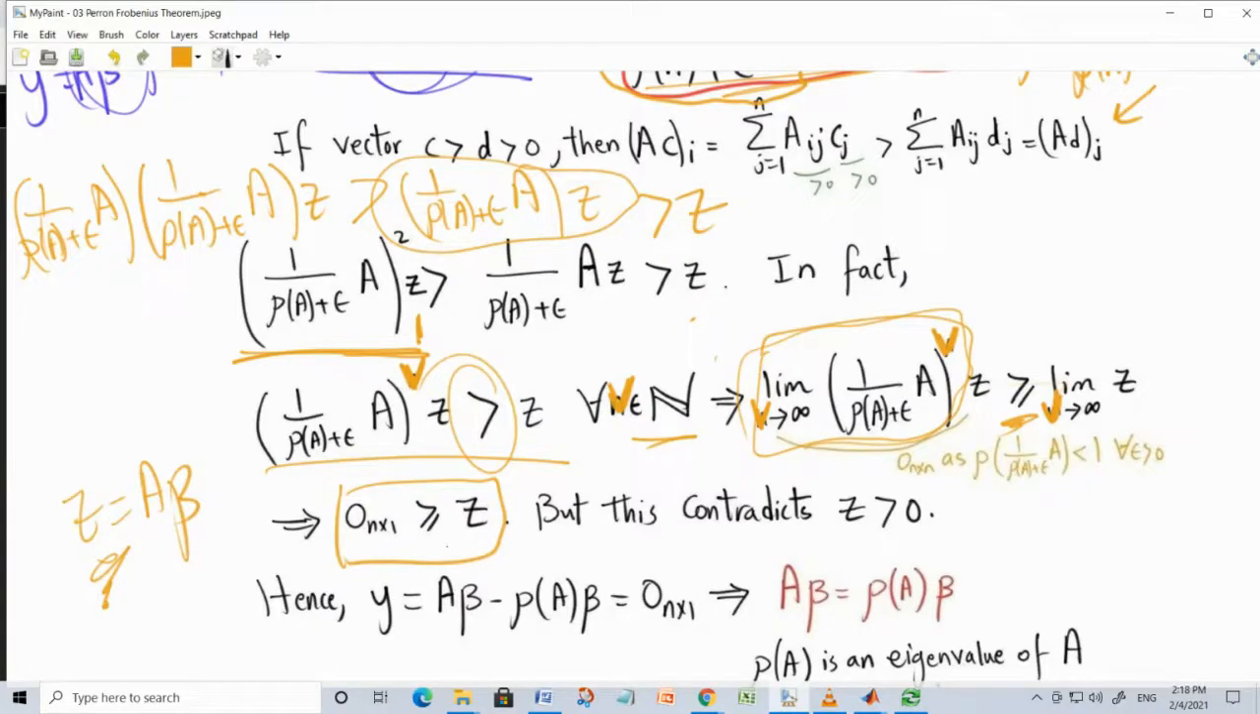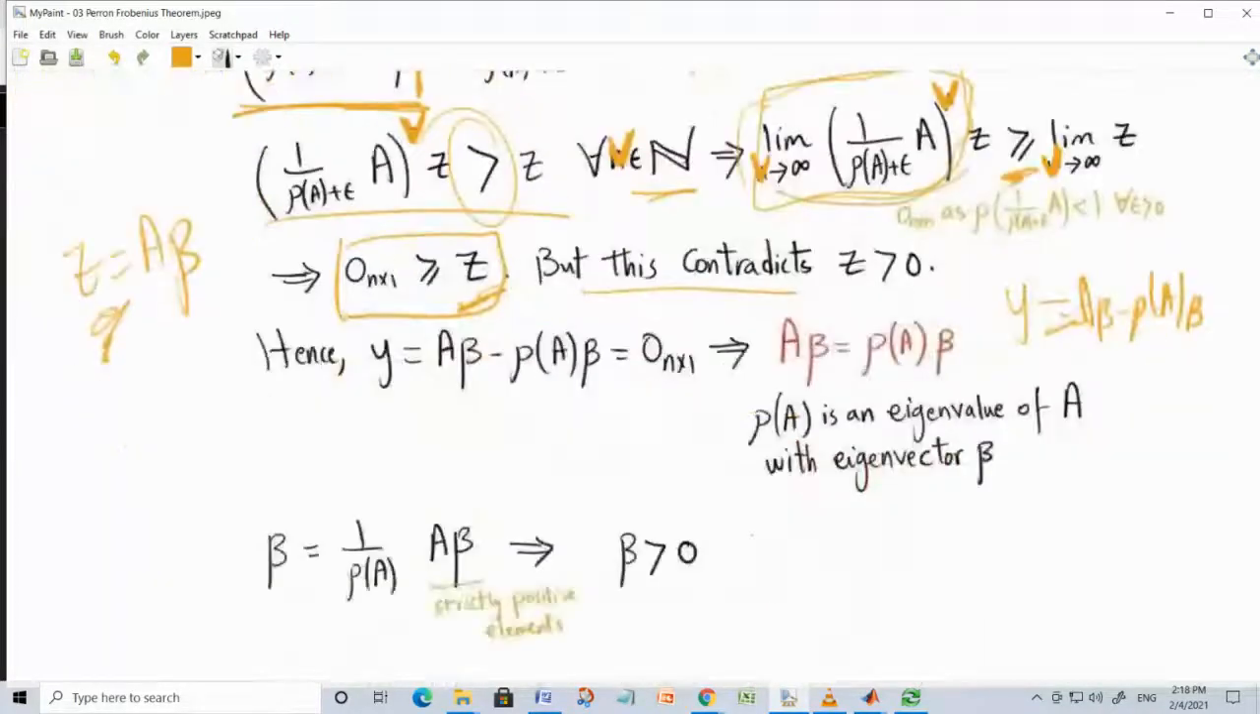But now we have shown, under the assumption that y, which is equal to A beta minus rho of A beta, has at least one positive element, that z is less than or equal to 0. That's a contradiction. So our assumption is wrong, and so y cannot have any component that is strictly positive. y is the all zero vector. So A beta is equal to rho of A beta.